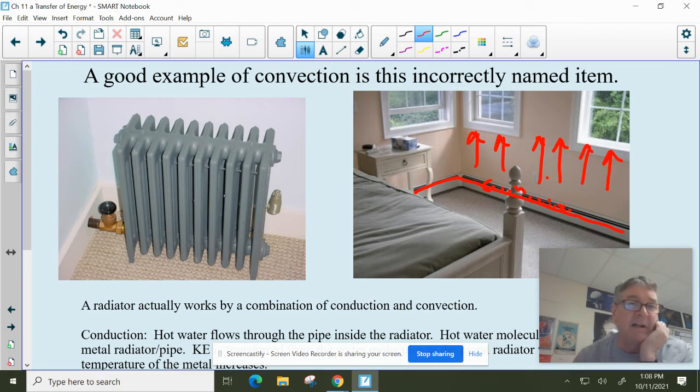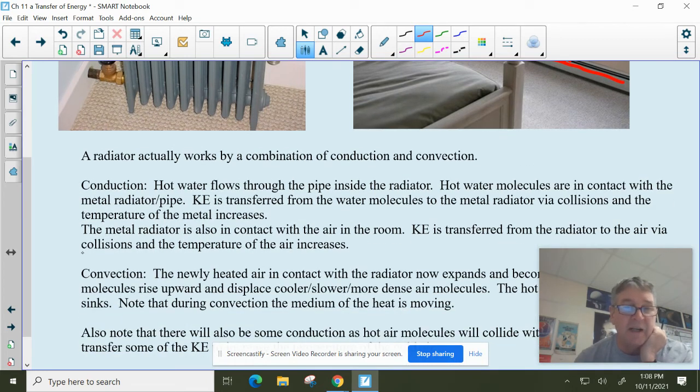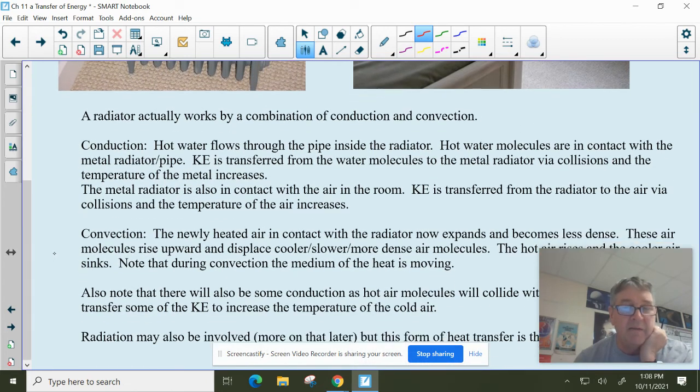So this name of a radiator is really bad. It's not radiating heat, it's convecting heat. It's moving heat up by convection and conduction. And again, if you want to copy down some notes, go ahead. But if you have that type of radiator in your house, that's what it's doing. And again, for people who like to have fancy, formal notes, it's all here.